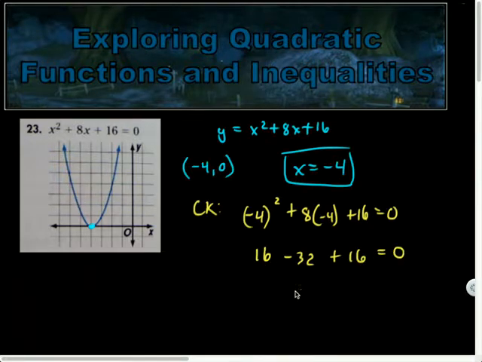Let's see, 16 minus 32 is -16 plus 16. That equals 0. Yeah, so it checks out. So, all right, that was kind of like the overarching concept of solving a quadratic equation by graphing, right? You replace it with y, you graph it, you find the x-intercept. That was your solution, all right?